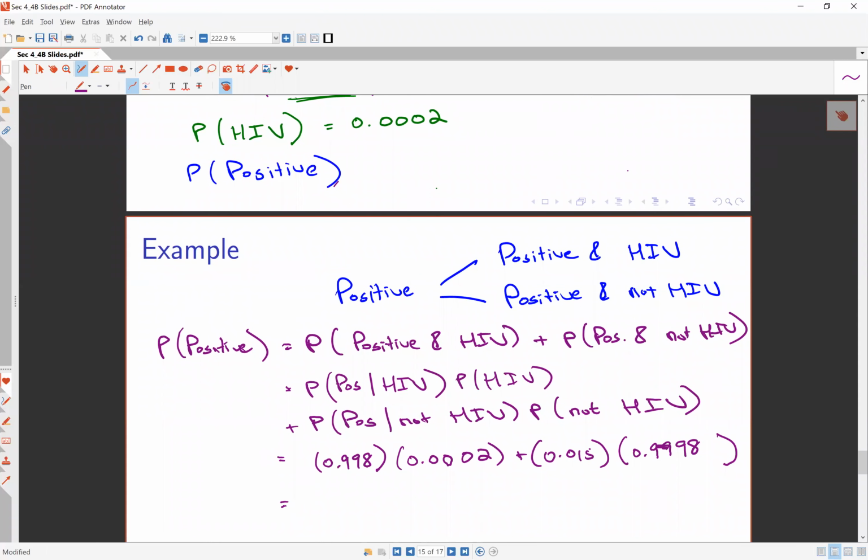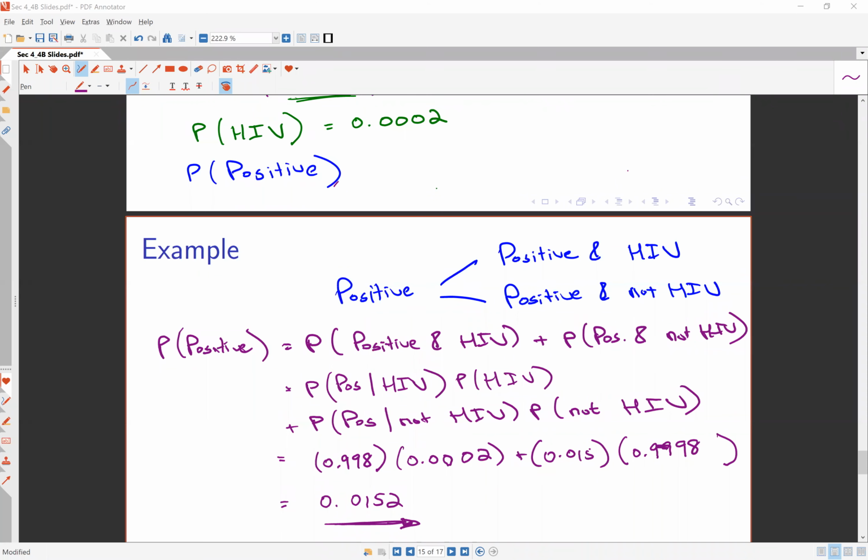And if I do these individual components of the calculation, it gives me an answer, rounded to 4 decimals, of 0.0152. So if I just randomly select a heterosexual person in the US with no additional risk factors, the probability that that person tests positive for HIV is about 1.5%.